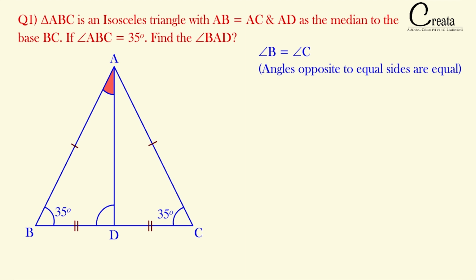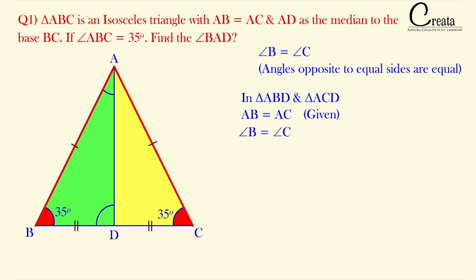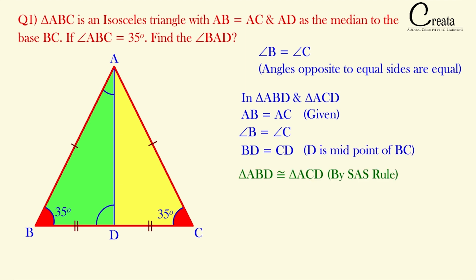Further, in this question, are you able to observe that triangle ADB and triangle ADC are congruent to each other? Let's see how. Here AB is equal to AC, that is given as the triangle is an isosceles triangle. Further, angle B is equal to angle C, which we just proved. And AD is equal to AD, that is the common side. So both the triangles are congruent to each other. Now if we apply CPCT, that is, the corresponding sides and corresponding angles of two congruent triangles are equal, we get angle ADB equal to angle ADC, which means both of these angles are equal to each other.